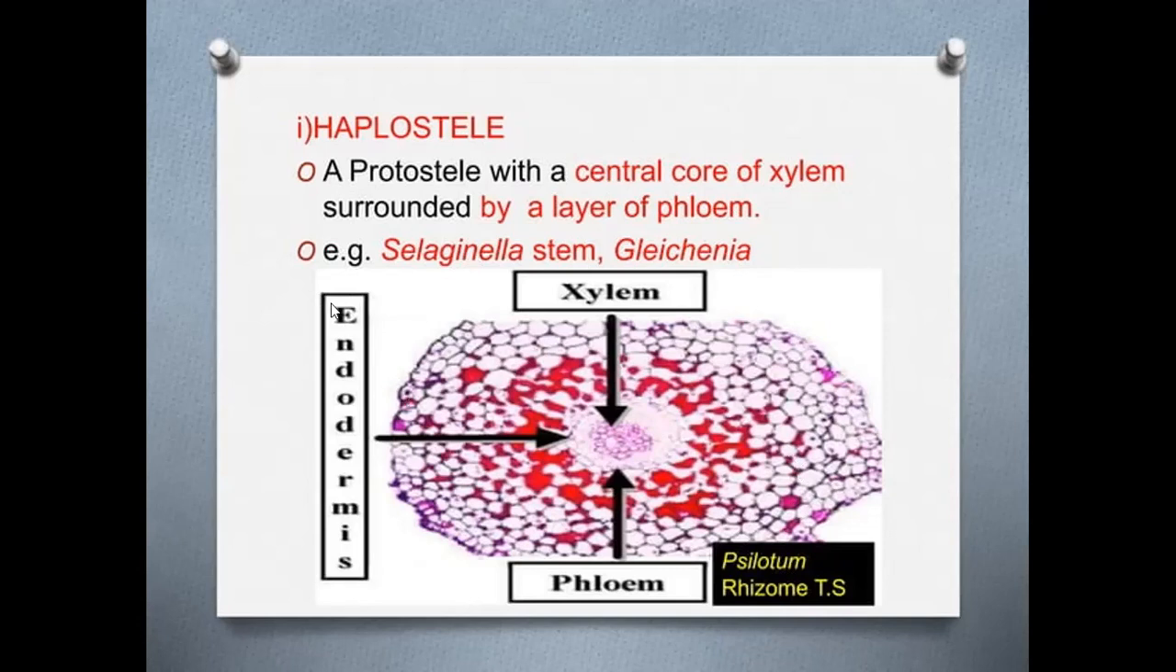Basically, from the stelar evolution point of view, the examples are mostly repeated. So please focus on this. The haplostelic condition is the stele condition observed in the Selaginella stem and Psilotum rhizome.